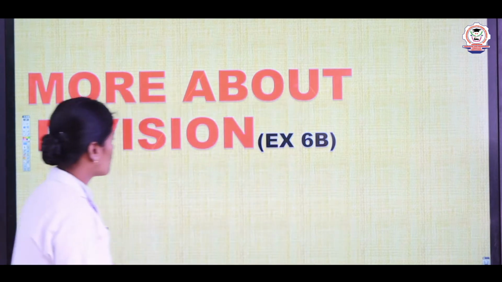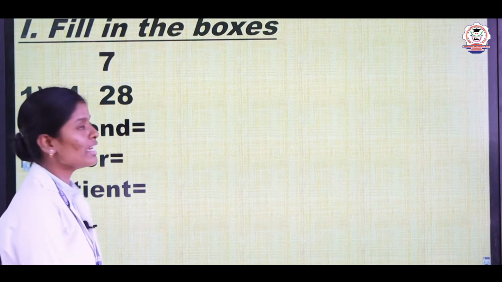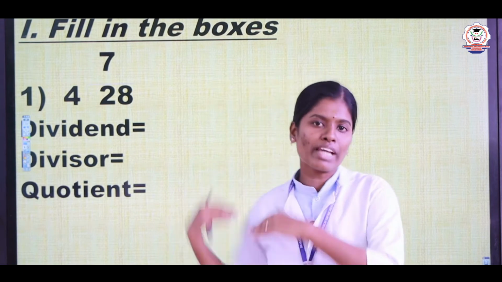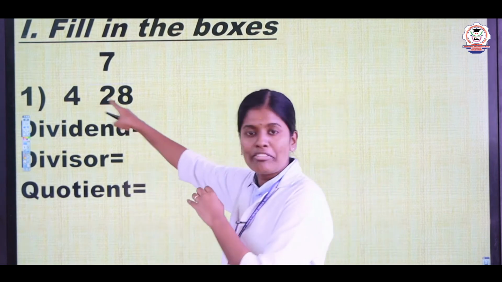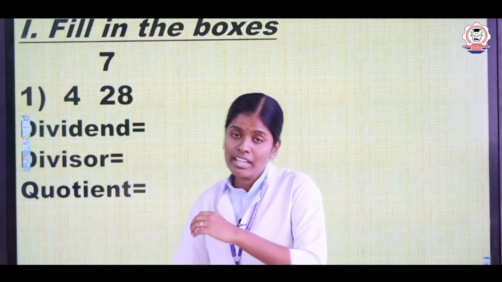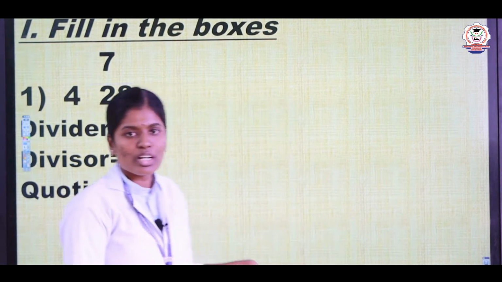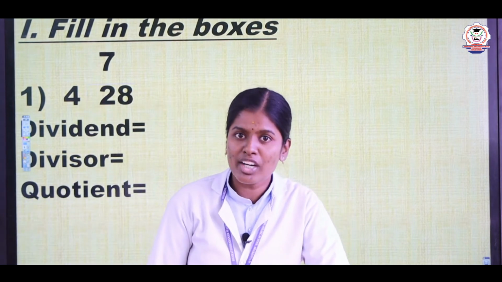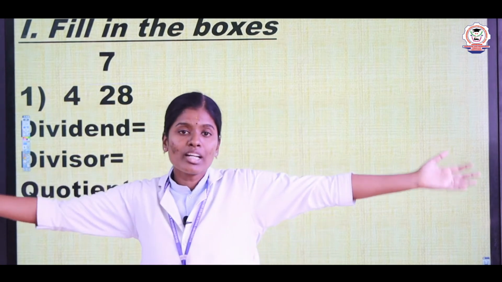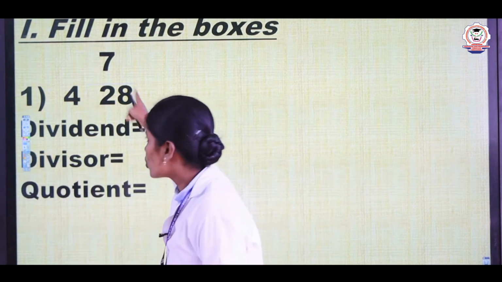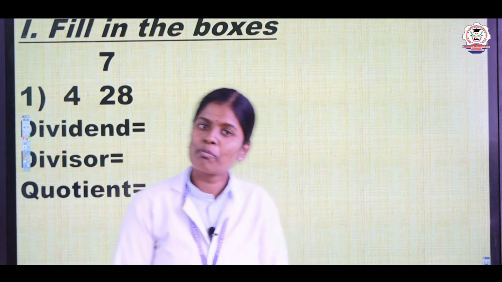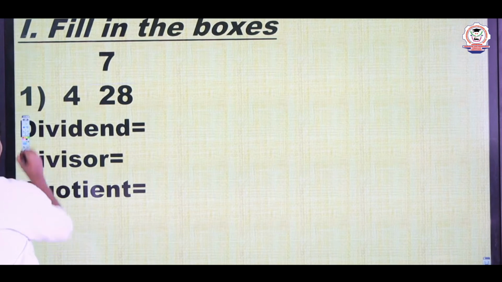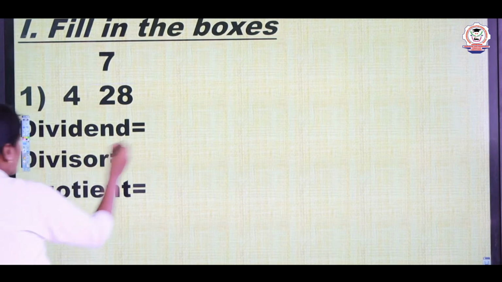So listen children. Our first topic is fill in the boxes. We are going to write what terms we have here. Okay, so we have 28, 4 and 7. What is the dividend value? What is the divisor value? And what is the quotient value? Just keep in your mind, the number to be divided is called the dividend, or the greater number in the division is called the dividend. Compare all the numbers. Which one is the greater number? Very good. 28 is the greater number. So the dividend value is 28.